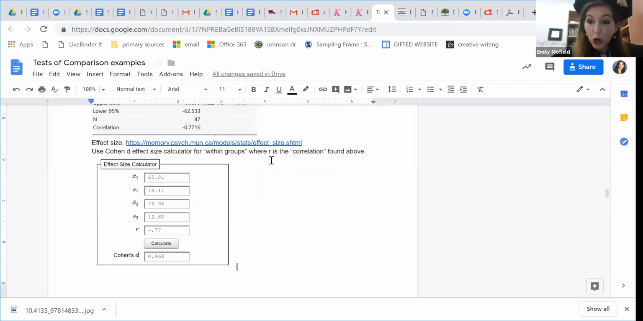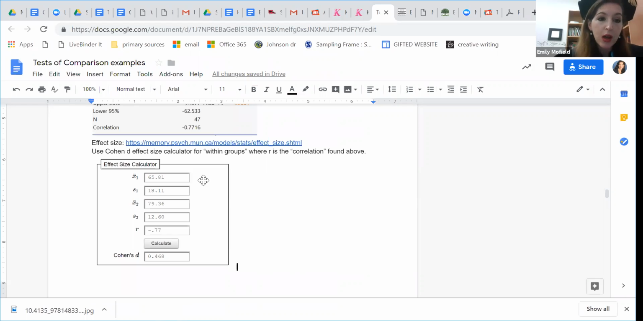Now, to determine how big this difference is, I need to report the effect size. And to do that, I'm going to go to this calculator, the calculator for within groups. Within groups is another word for repeated measures, which is another word for paired tests, which is another word for dependent t-tests. Okay, so when I'm looking within, I'm looking at the same group of people, so I'm looking at differences within that group.